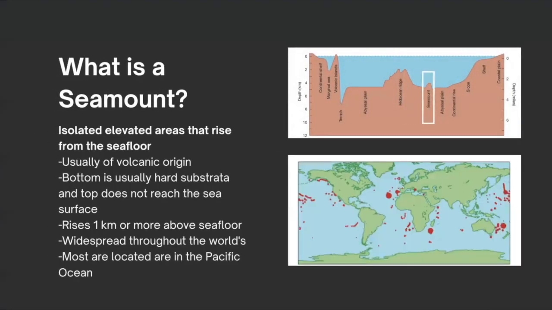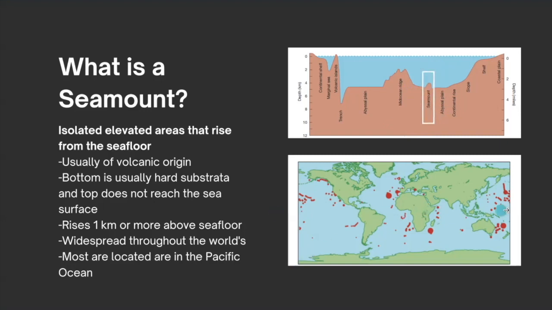So, what is a seamount? It is an isolated, elevated area that rises above the seafloor. As you can see here, it creates this mountain shape in the ocean. It's usually of volcanic origin, the bottom is usually hard substrata, and the top never reaches the sea surface. It can rise 1 kilometer or more above the seafloor.